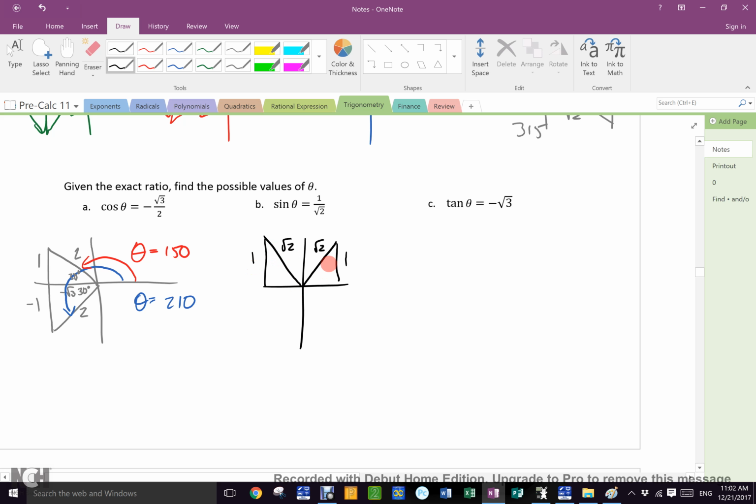So what triangle is this? 45, 45, 90, right? So what is this in here? 45. What is this in here? 45. What is red theta? Red theta equals 45. What is blue theta? 135. Why? 180 minus 45. Is everybody cool with that?